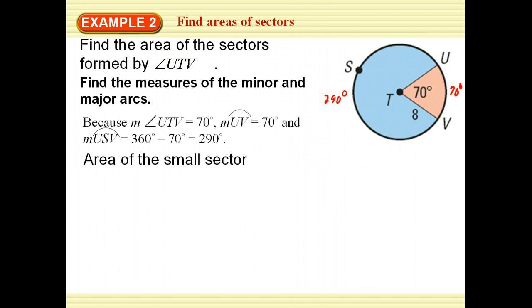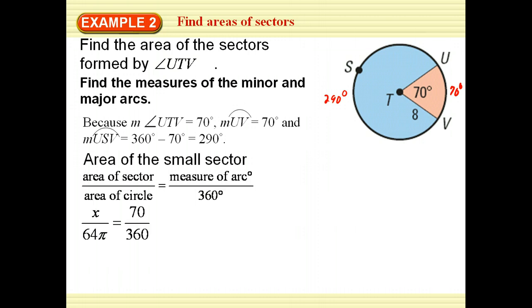So the area of the small sector is what we're looking for, so that's x. The area of the circle, since my radius is 8, pi r squared would be 64 pi, is equal to the measure of the arc, which is 70 over 360. So that's just solving the proportion, cross multiplying and dividing, shows me that it is about 39.10.